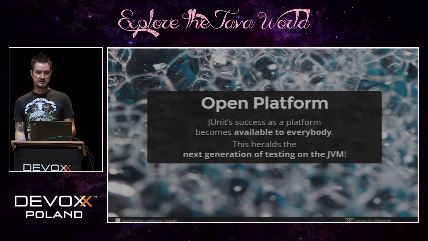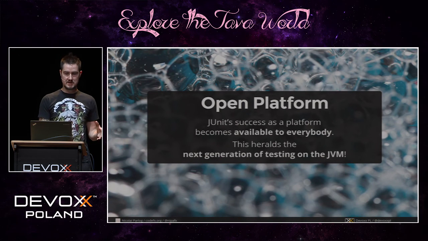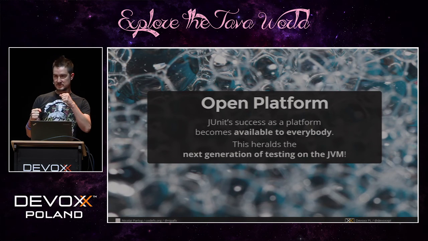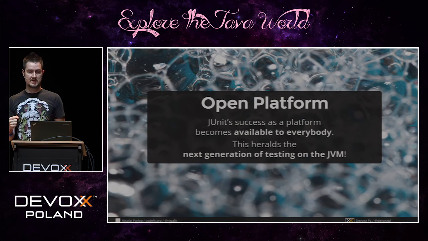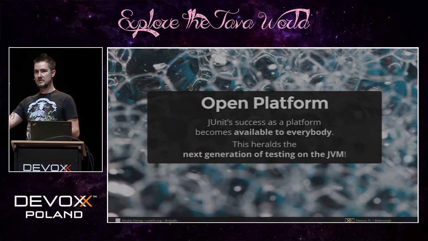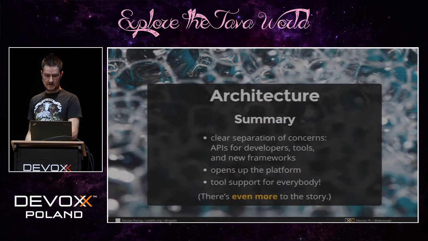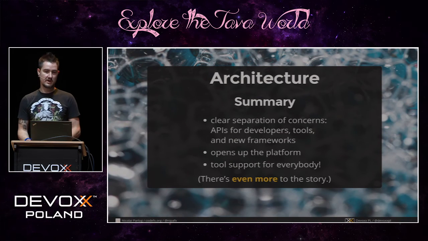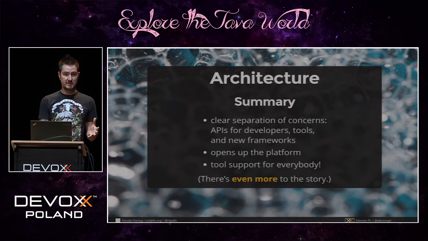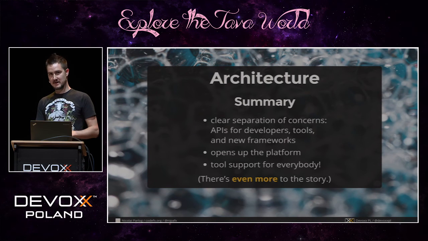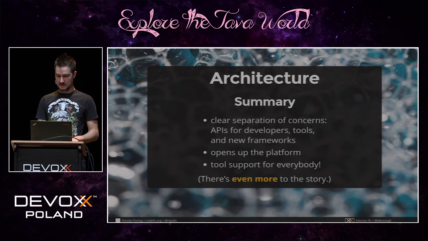So this means that JUnit's success as a platform that it had earlier now becomes available to everybody. It is decoupled from JUnit as a tool, which makes JUnit 5's evolution much easier, but it also means that the platform can be used by all other tools that want to. And this, I think, might really herald a new generation of testing on the JVM. So to summarize what we said about the architecture, with a clear separation of concerns, this might open up the platform and give tool support to everybody. And yes, again, I left some things out, and you can check them out if you want to.